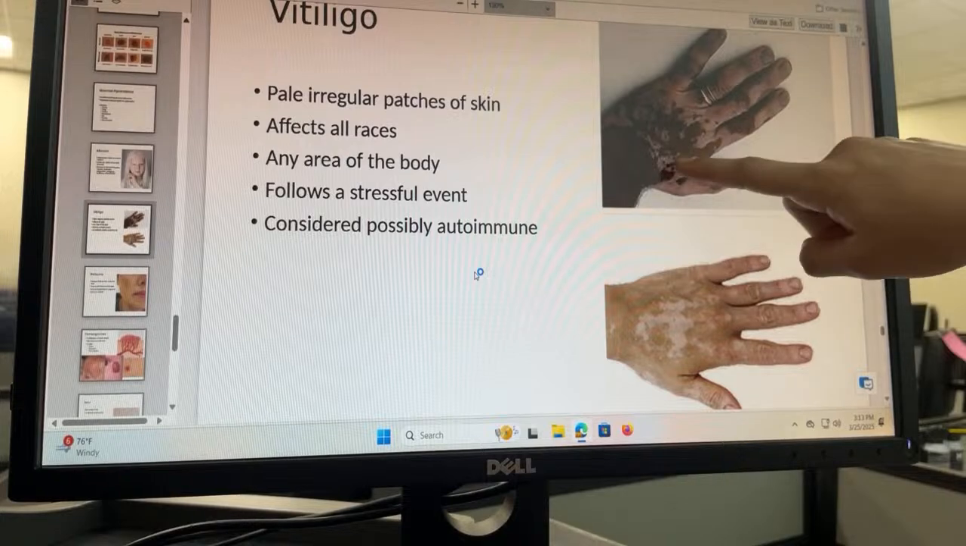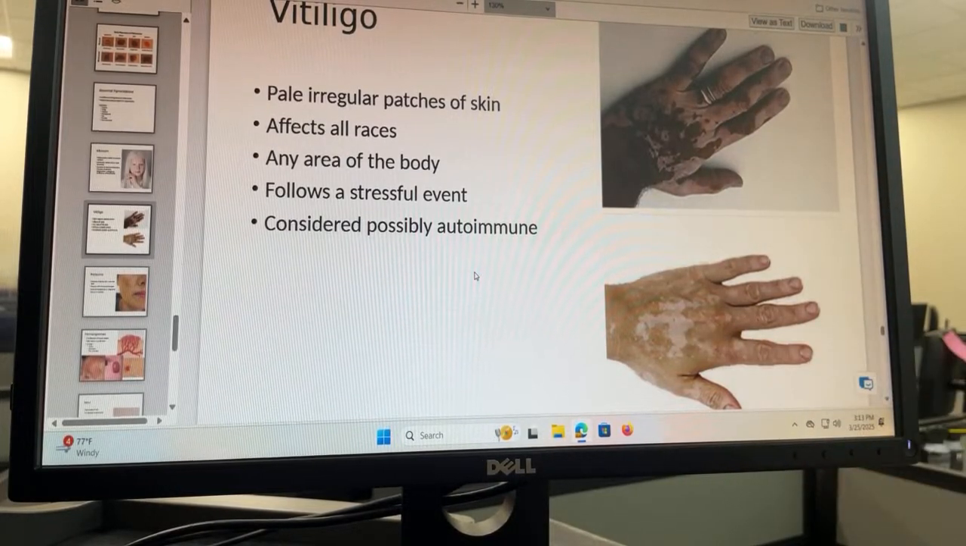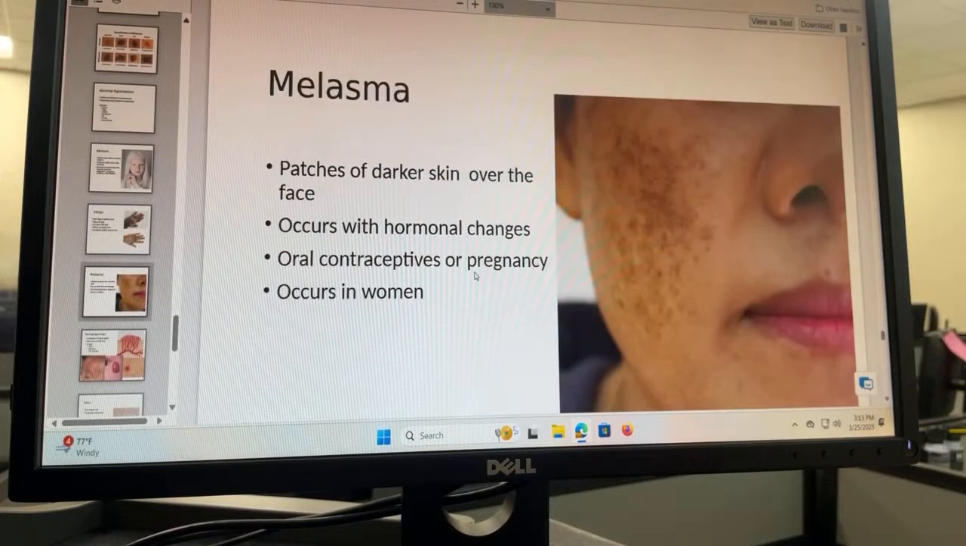So you can see with a darker skinned individual, it's going to be more of a difference, whereas in a lighter skinned individual it's going to be less noticeable just because they don't have as much pigment to begin with.